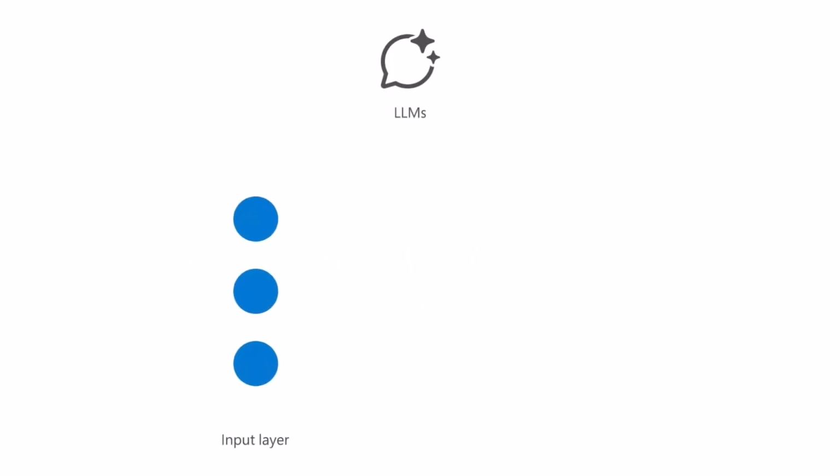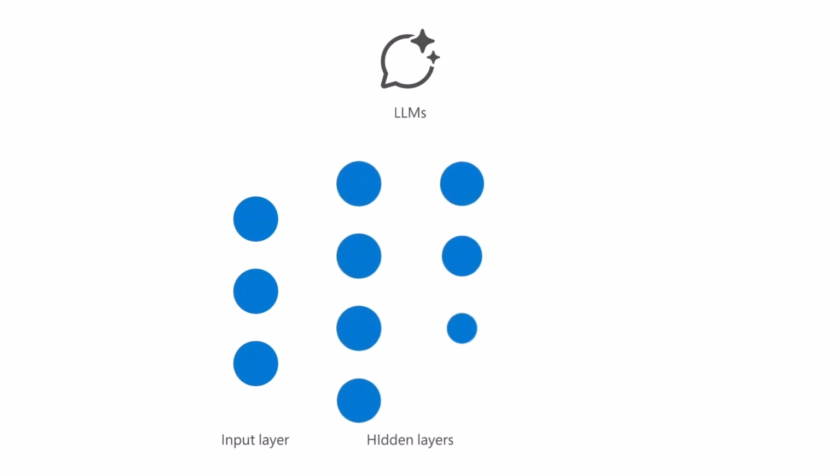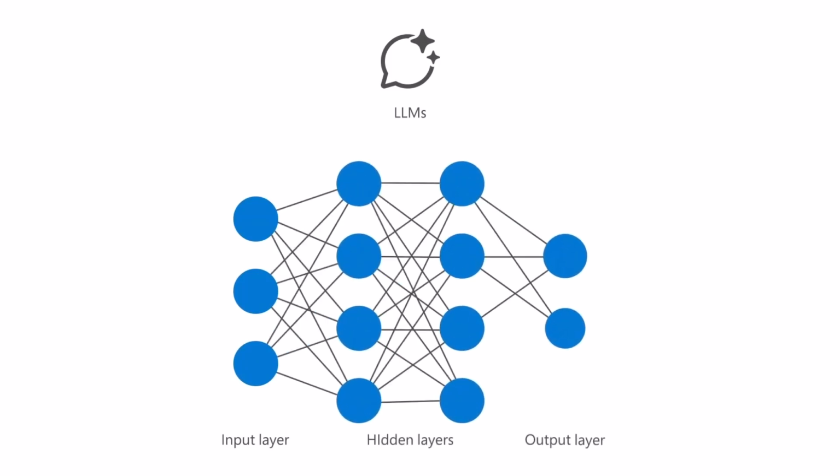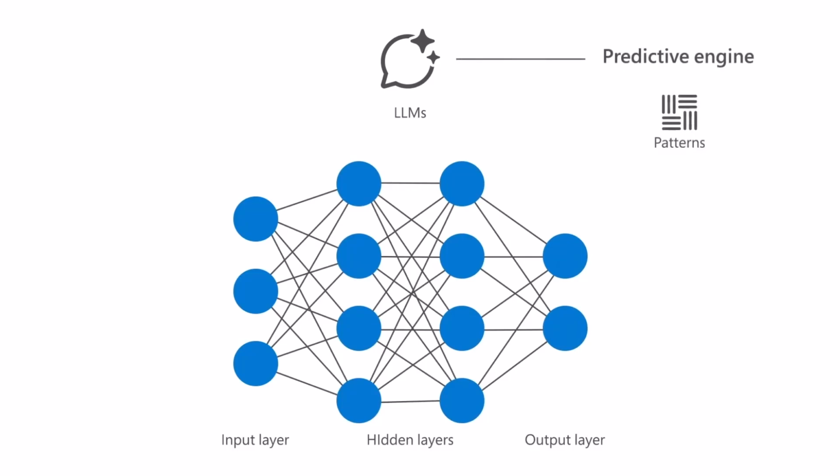An LLM takes an input, has several hidden layers that break down different aspects of language, and produces an output layer. An LLM is a predictive engine that pulls patterns together based on pre-existing text to produce more text. It doesn't understand language or math. So, how does Copilot use LLMs?